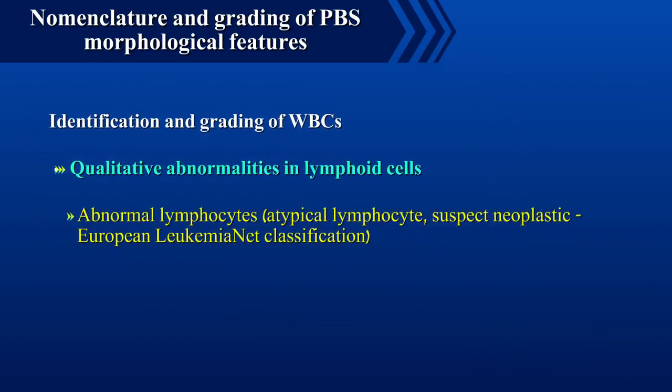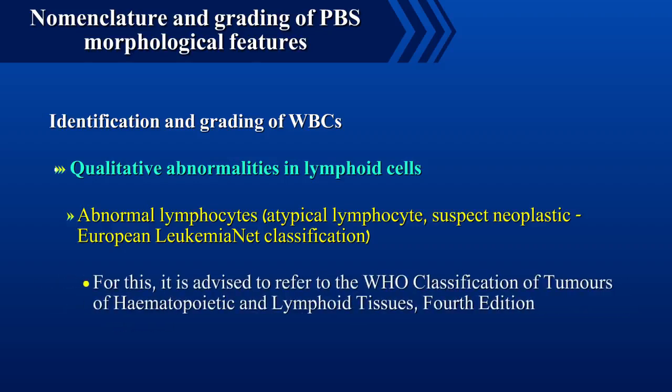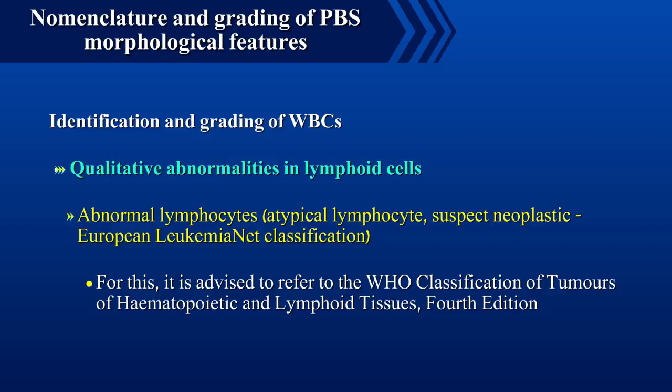Now, abnormal lymphocytes or atypical lymphocytes suspect neoplastic according to European Leukemia Network classification. A comprehensive classification and description of lymphocytes in malignant lymphoid neoplasm is not possible to be covered in this video. For this, it is advised to refer to the WHO classification of tumors of hematopoietic and lymphoid tissues, 4th edition.